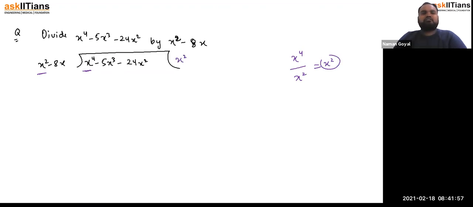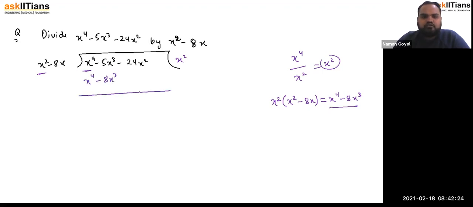Now this x square is going to be multiplied with the complete divisor. So x square is going to be multiplied with x square minus 8x. Then x square into x square is x raised to power 4 minus 8x cube. So this quantity can be written here: x power 4 minus 8x cube.